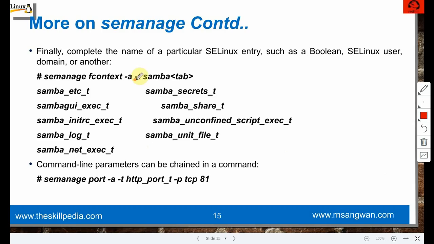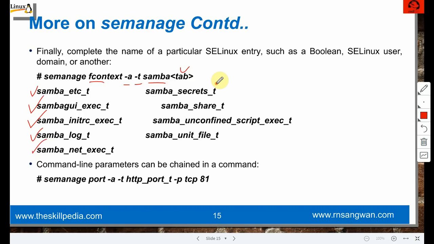Then again you type some of the options, for example fcontext -a -t. Now you type samba, and then you want to see what all options are there with samba. Let's take a look at that. In that case you press the tab key, and it will show you all possible options with the context also, because generally the names are complex and we forget the names. So to get the names, you just type the first few characters and then press the tab key. That will show you all the possible options that start with it. So that is very helpful.